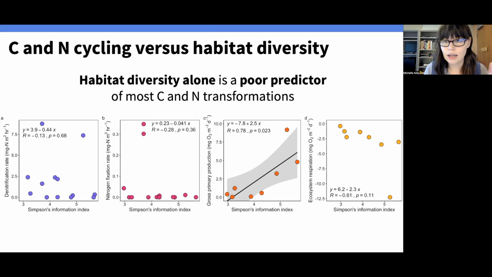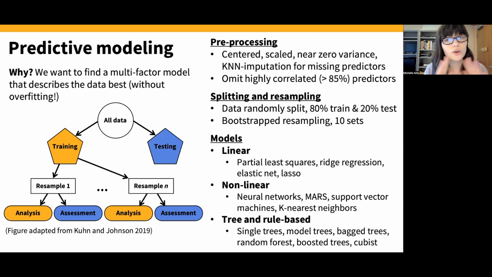So that's why we decided to take this predictive modeling approach. The goal of predictive modeling as a data science method is to find a model that may incorporate multiple factors to describe your data best, without overfitting your model. So how we do that is we take all of the data we have, which is the nutrient grab samples, the substrate cover of each substrate in the stream, the heterogeneity metrics that we calculated, watershed area, and then also our GPP, ER, N fixation, and denitrification. And what we're doing is we're trying to predict which of those predictors are the most important to controlling either the response of GPP, ER, N fixation, or denitrification.